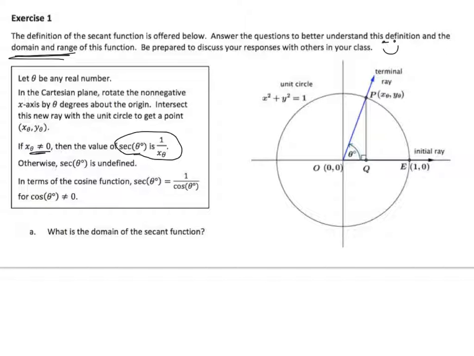In terms of the cosine function, secant theta equals 1 over cosine theta. This right here is going to be our working definition. This is what I still use to this day. But cosine theta cannot equal 0. So we know that secant theta equals 1 over cosine theta. All right, so first of all, what is the domain of the secant function? The domain is all real numbers.